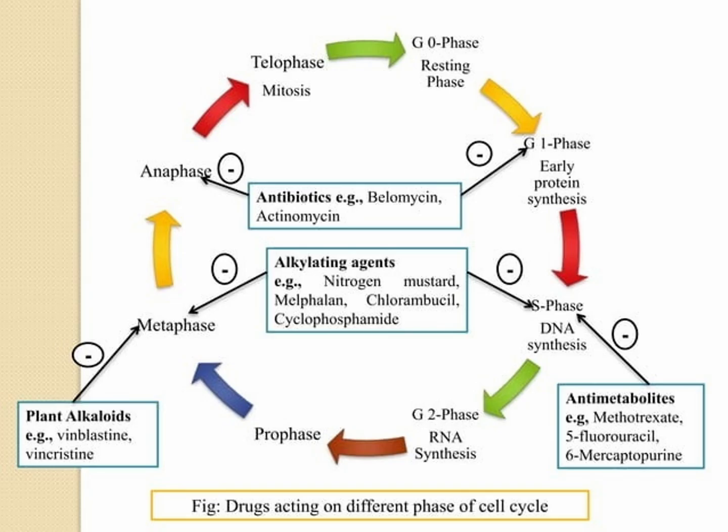Then alkylating agents like nitrogen mustard, melphalan, chlorambucil, cyclophosphamide, etc. will be effective in metaphase. In metaphase, plant alkaloids like vinblastine, vincristine, etc. also will be effective. The antimetabolites like methotrexate, 5-fluorouracil, 6-mercaptopurine, etc. are effective in S phase, that is the DNA synthesis phase. And these alkylating agents, nitrogen mustard, melphalan, chlorambucil, cyclophosphamide, etc. are also effective in S phase.